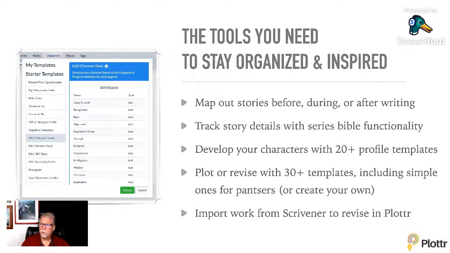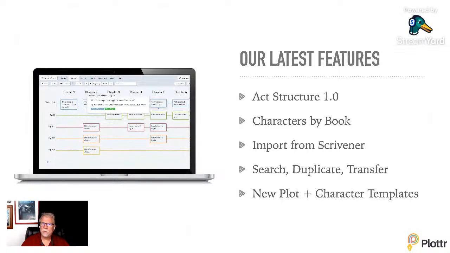So we have all kinds of tools you need to stay organized. You can map out stories, track story details. You've seen all these different things. We've got 20 plus character profile templates, 30 plot templates, and adding more all the time. And you can create your own. We also have a feature where you can import from Scrivener to revise in Plottr now. That is a really useful feature, and again, we can talk about that as well. Our latest features are the act structure that you saw, characters by book, and import from Scrivener. We can search, duplicate, and transfer. Those are a little more advanced features, but again, if you corner me sometime, I'm happy to talk to you about those as well. And we're always adding new plot and character templates.